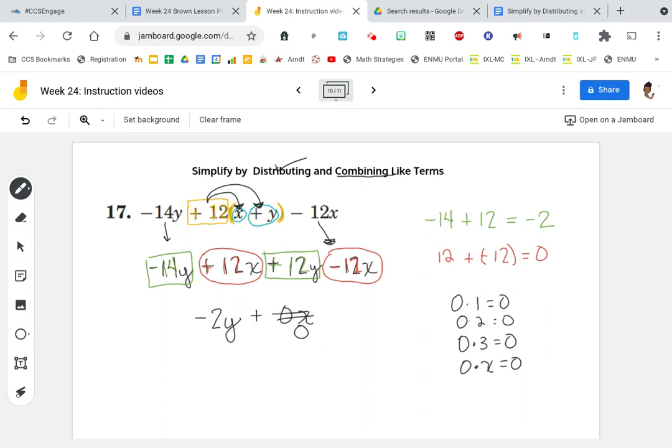That's like if I wrote down 3 plus 0, I wouldn't answer 3 plus 0. I would just answer 3. So I wouldn't answer negative 2y plus 0. That 0 is nothing. The best answer form here is negative 2y.